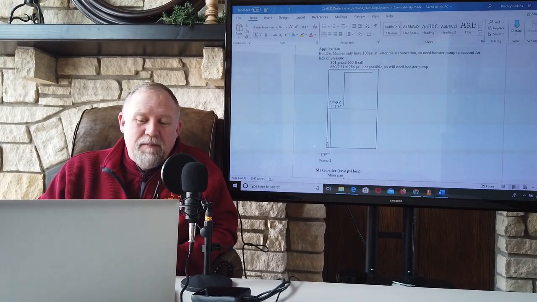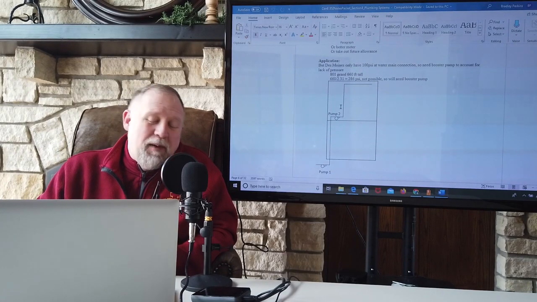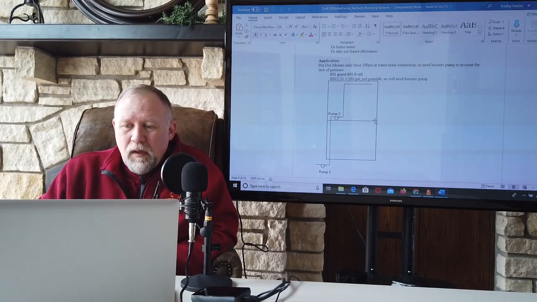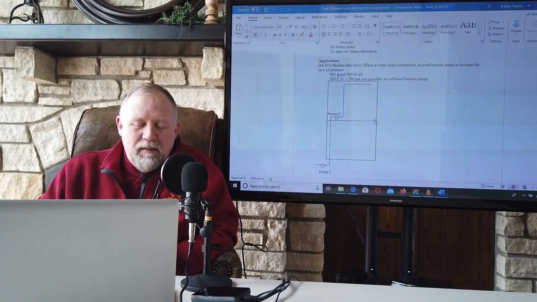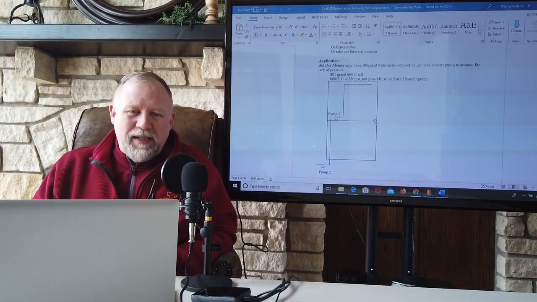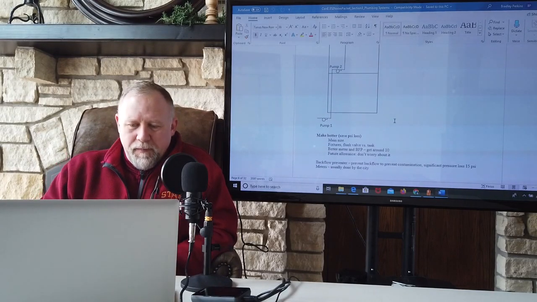And in fact, they might need to have a booster pump for the lower levels and then a second booster pump for the upper levels. Might even need 3 different lifts for a building of that height. So just keep in mind, some buildings are tall enough that no matter what you do, you will have to have a booster pump. All right.